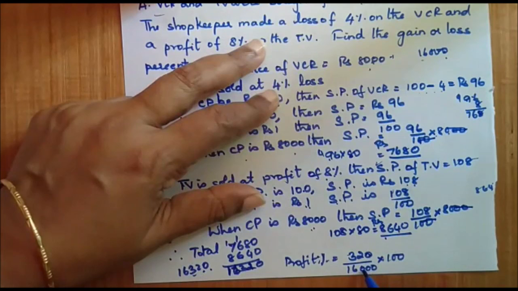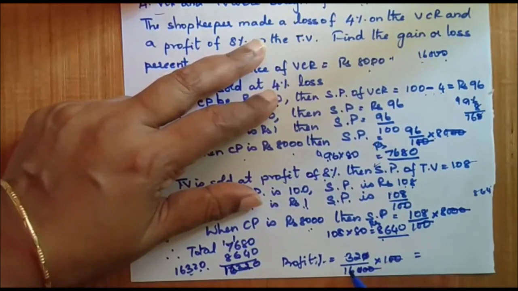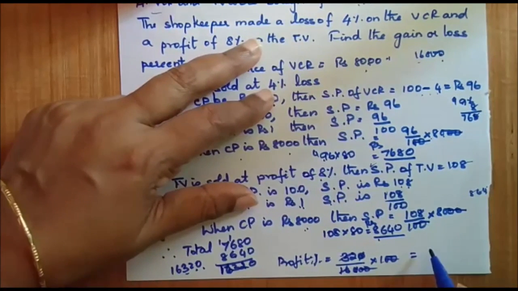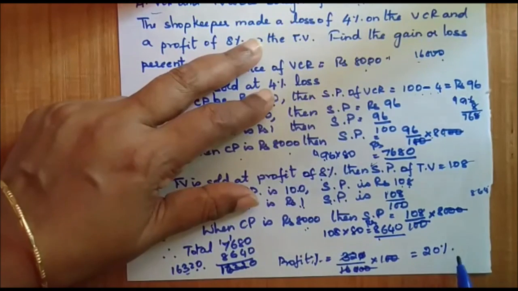So 320 by 16,000 into 100 is the profit percentage. Okay, so he has sold it at 2% profit. I hope you understood it.